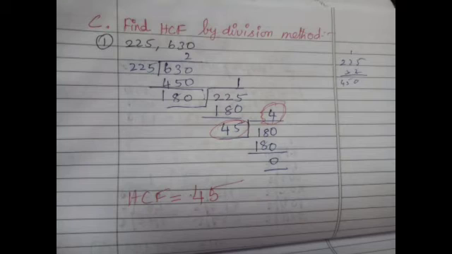Now we have to take the divisor inside, that is 225 inside, and check how many times 180 comes: 1 time. So the remainder is 45. Next, again take the divisor inside, that is 180 inside. In 180 we have 4 times 45, 180. The last divisor is our HCF. Here 45 is the HCF.